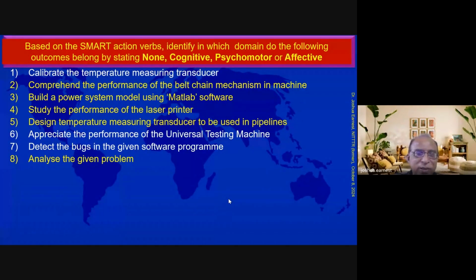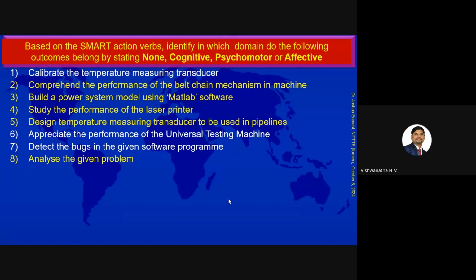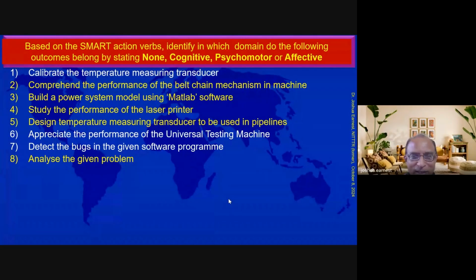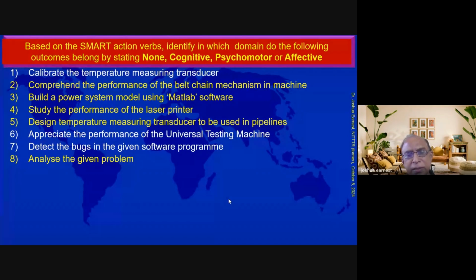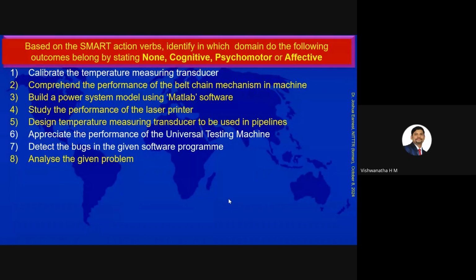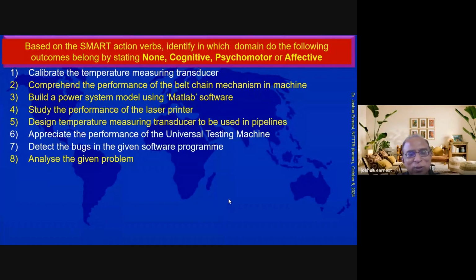Analyze the given problem. None. Who said none? Vishwanath. Why none? It is complete. Analyze, first of all, is not smart. The very first word decides whether it is smart. It is not a learning outcome at all, because you cannot observe and measure.